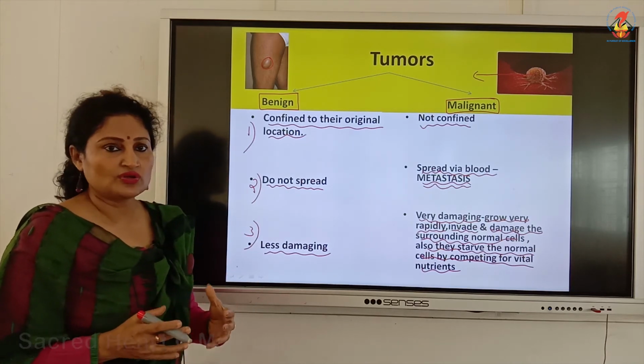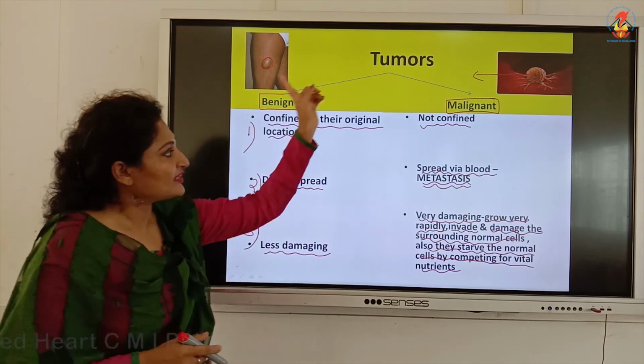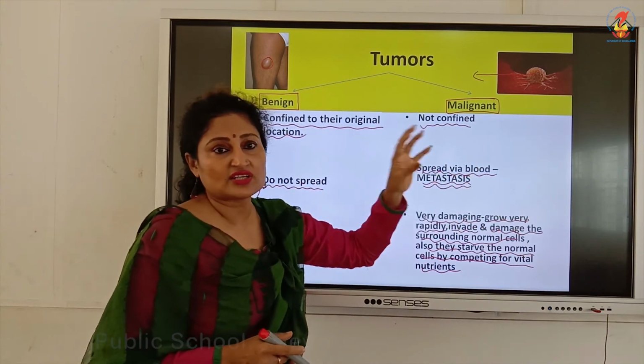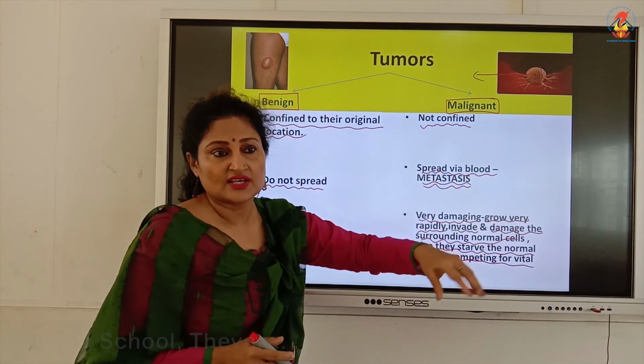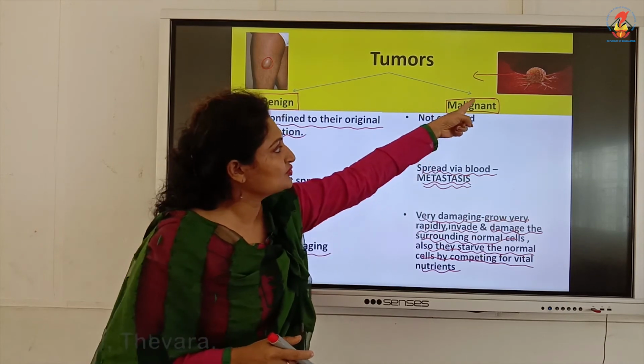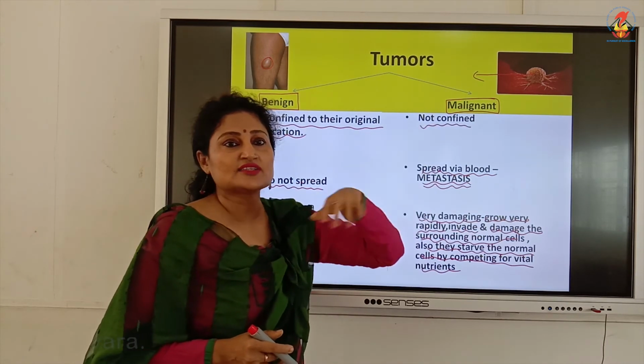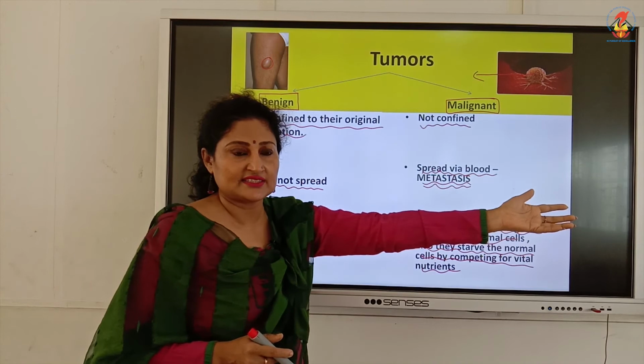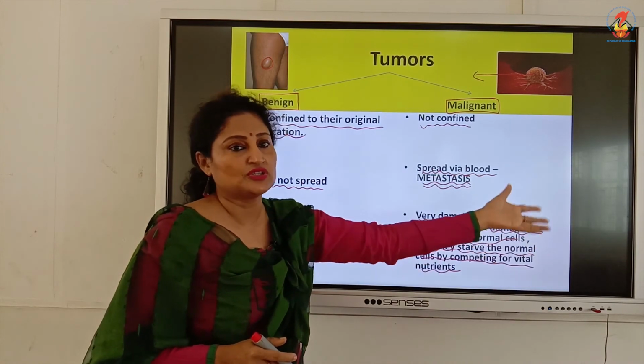They grow slowly and they do not spread. Whereas malignant tumors, on the other side, are not confined or localized. The cells that come out from this tumor are carried by the blood and get lodged at another, distant site, and wherever they get deposited, they form a new tumor.